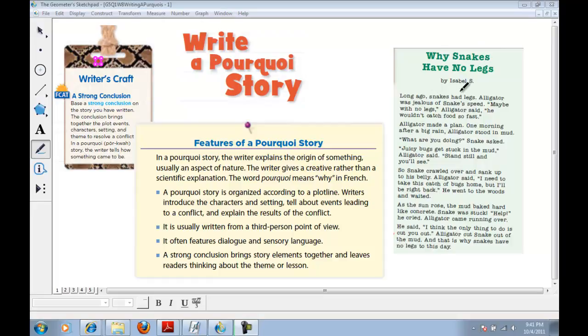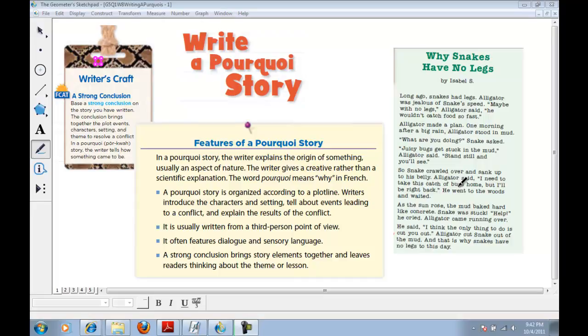Long ago, snakes had legs. Alligator was jealous of Snake's speed. Maybe with no legs, Alligator said, he wouldn't catch food so fast. Alligator made a plan. One morning after a big rain, Alligator stood in mud. What are you doing? Snake asked. Juicy bugs get stuck in the mud, Alligator said. Stand still and you'll see. So Snake crawled over and sank up to his belly. Alligator said, I need to take this catch of bugs home, but I'll be right back.